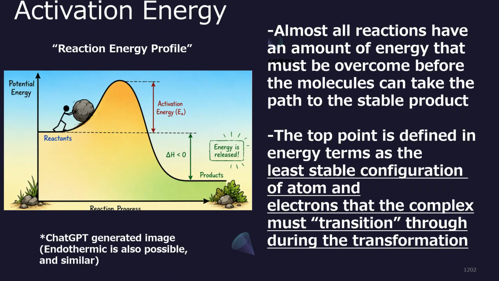So almost all reactions have an amount of energy that must be overcome before the molecules can take the path to the stable product. Now the top point is defined in energy terms as the least stable configuration of atoms and electrons that the complex must transition through during the transformation. So that's the highest point on that hump there on the hill, the very top. Once you get over that highest point, the reaction can kind of fall down quickly to the stable product point. So this one's showing an exothermic example, but endothermic is also very possible. Just that the products would be higher than the reactants in the end on the potential energy axis.